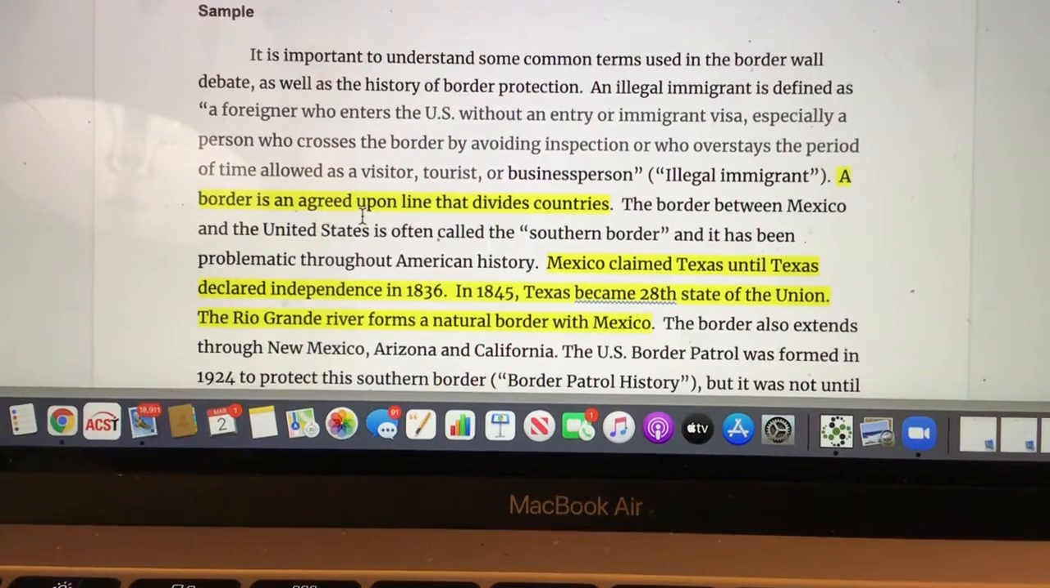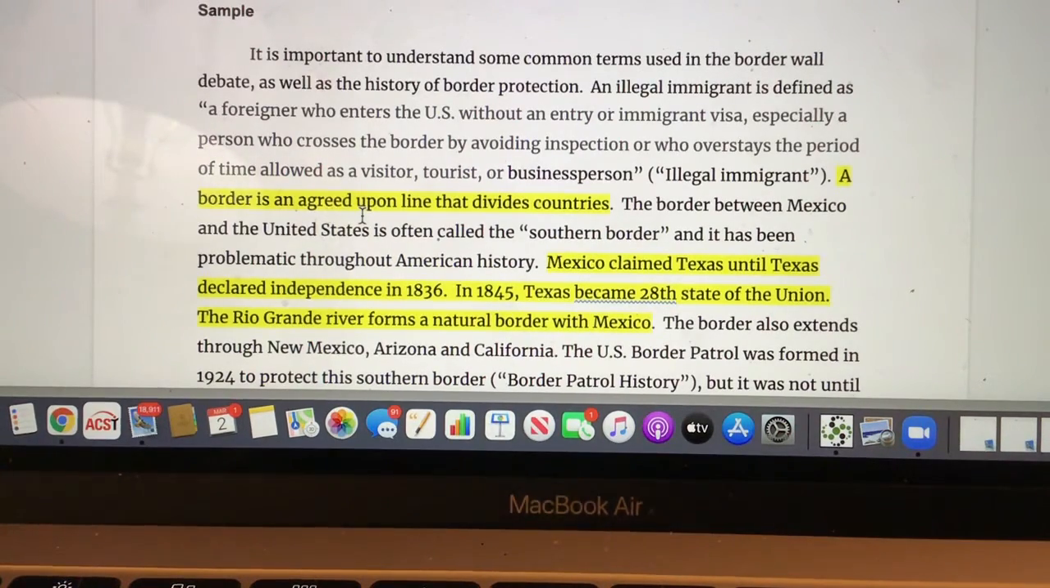"Mexico claimed Texas until Texas declared independence in 1836. In 1845, Texas became the 28th state of the Union." Okay, so let's just stop there. There's some fun little history. I'm a history major, I can go down that rabbit hole all day long. However, do I need to tell you about Texas being part of Mexico in order for you to understand the need for a border wall? No. Is it important that Texas is the 28th state of the Union? No, none of that is central to my topic, so that can be omitted.